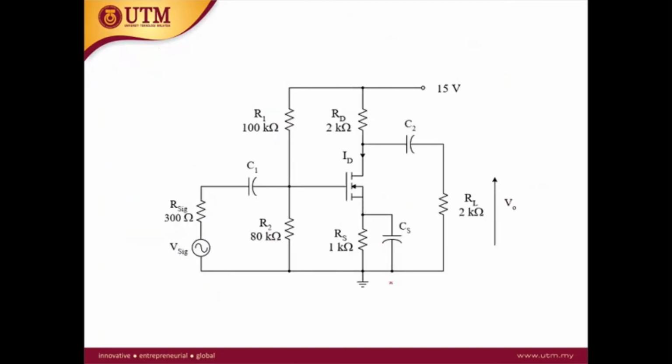Okay, so I have mentioned that for the frequency response analysis, we will only consider the common source. So let's consider this circuit. This is a common source amplifier with a bypass capacitor. So where is the bypass? This is the bypass capacitor.